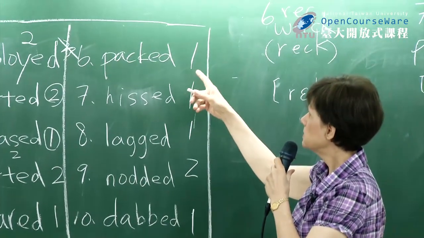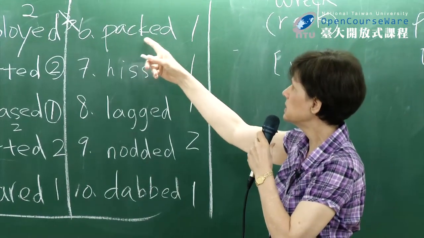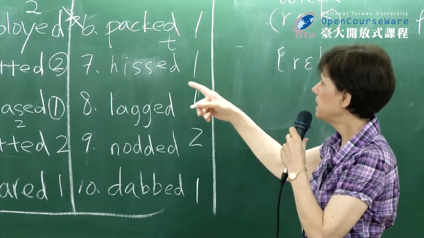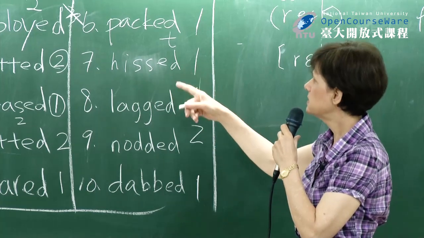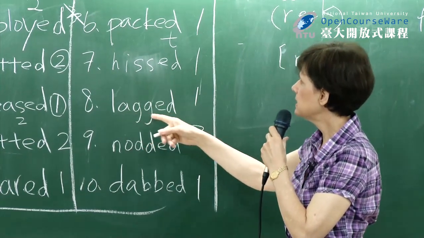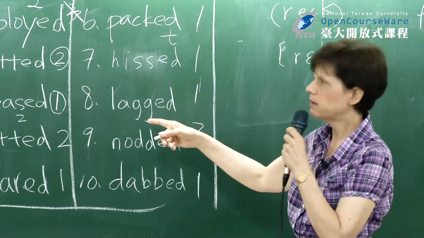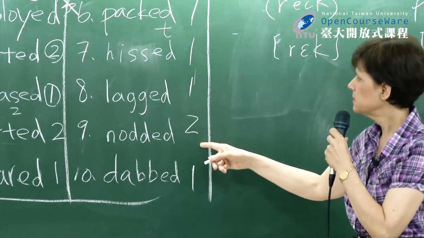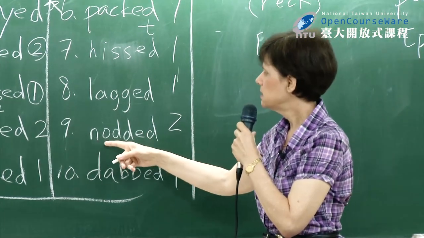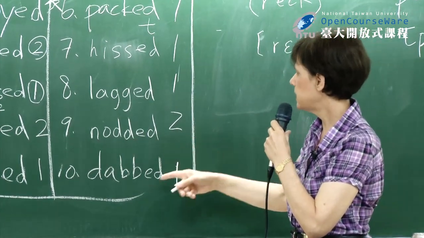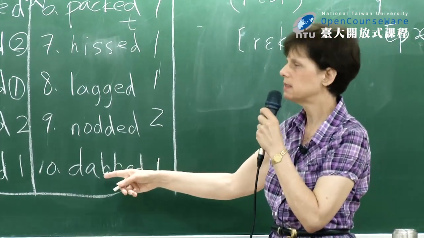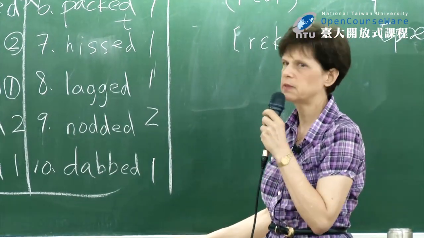Six, packed is one, correct? Because this is voiceless, we just add a T sound here. Hissed, same. It's voiceless, we add a T sound, no extra syllable. Lagged, it's voiced, so we add a D sound. How many syllables here? How do you pronounce it? Nodded, nodded is correct. And dabbed. It's not a D here. It's not a T or a D, so we don't add an extra syllable, dabbed.